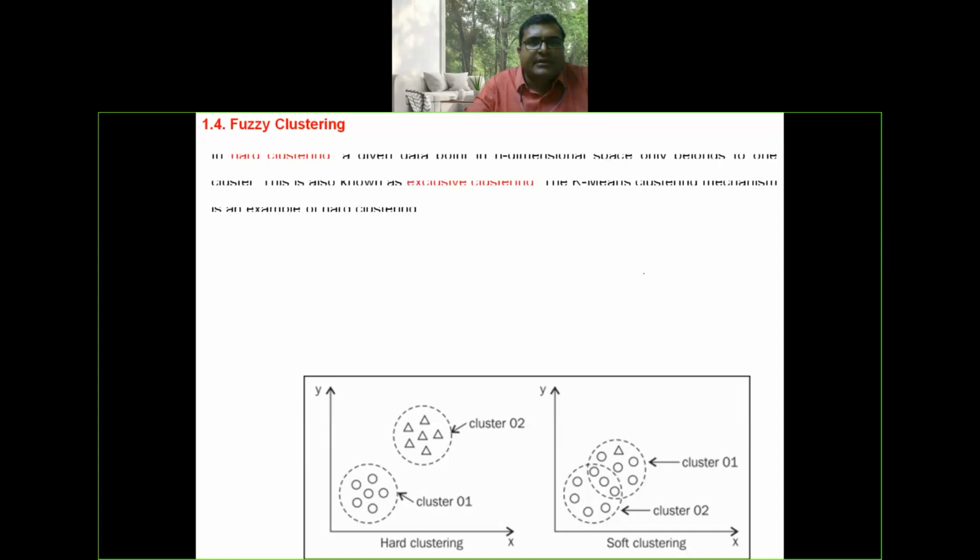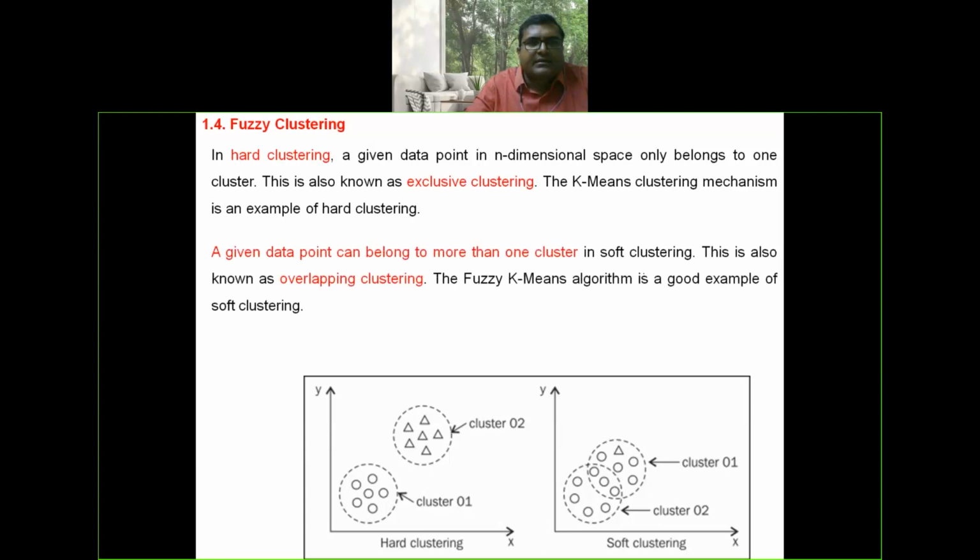Fuzzy clustering. In hard clustering, a given data point in n-dimensional space only belongs to one cluster. This is also known as exclusive clustering. The K-means clustering mechanism is an example of hard clustering. In soft clustering, a given data point can belong to more than one cluster. This is also known as overlapping clustering. The fuzzy K-means algorithm is a good example of soft clustering.